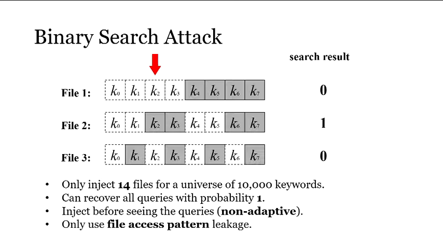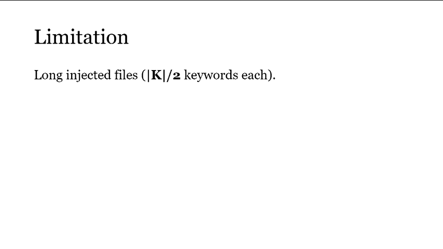And in this attack, we only use file access pattern. And as I mentioned before, this universe can be defined by the server arbitrarily. So if the server is only interested in a small subset of sensitive keywords, he can further reduce the number of injected files. So far, this attack is very powerful. The server can recover everything with a small number of injected files. We're done. But not quite actually, because there's a limitation of this attack.